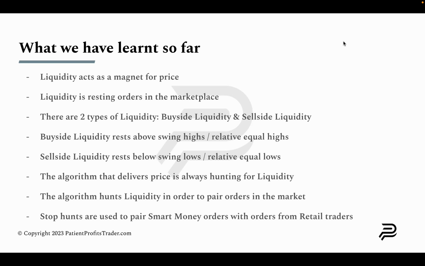Now, everything listed on this page we already covered in the previous video on understanding liquidity. All right, so I'm going to jump into this lesson with the assumption that everything I've mentioned here you already understand.